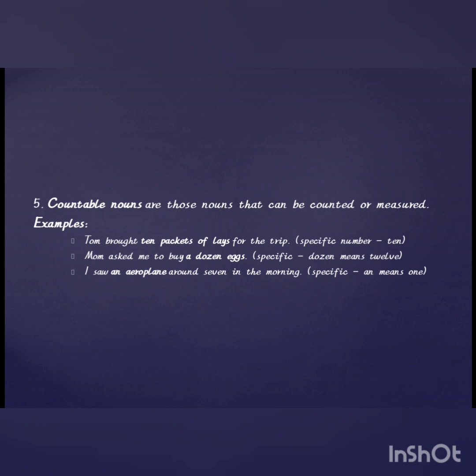It is going to be countable and uncountable nouns. Countable noun: at the very first, we'll get to know about the countable noun. These are nouns that can be counted or measured. So which could be counted, we could name it as a countable noun. Very simple. Tom bought 10 packets of Lays for the trip. So he bought 10 packets. So here the specific number is 10.